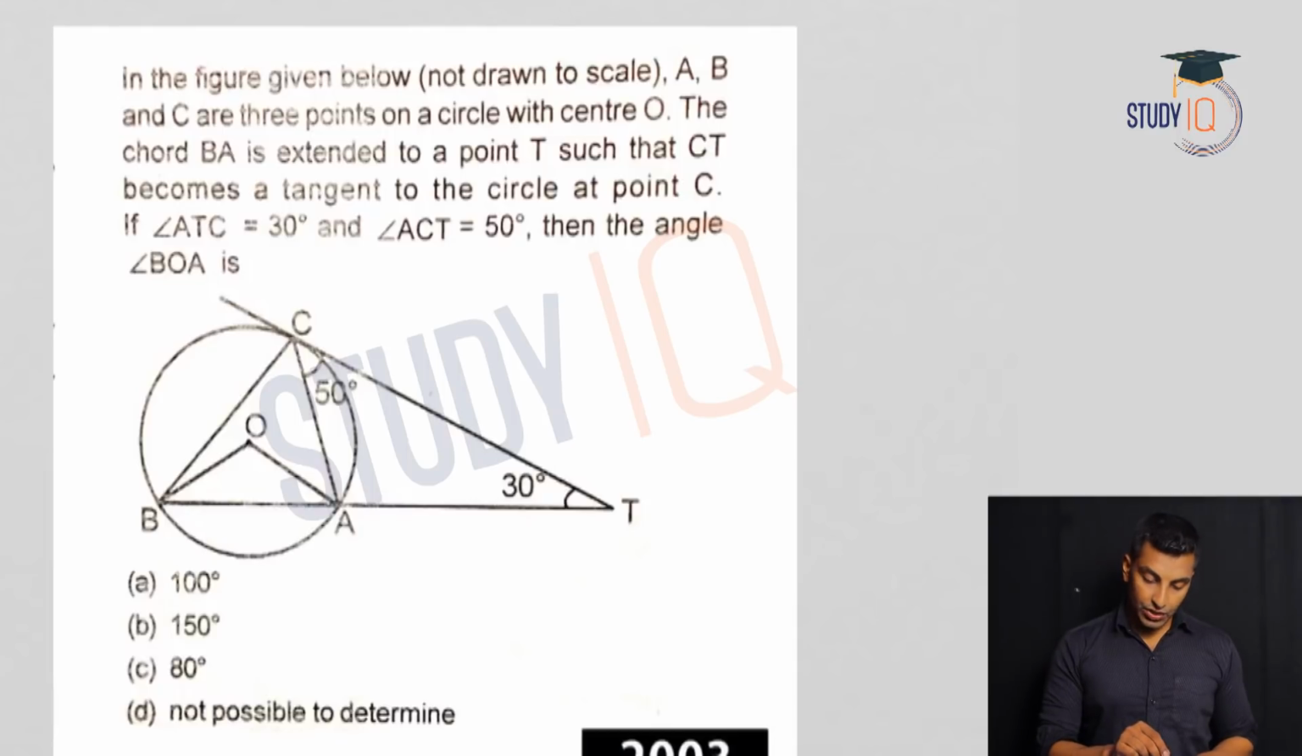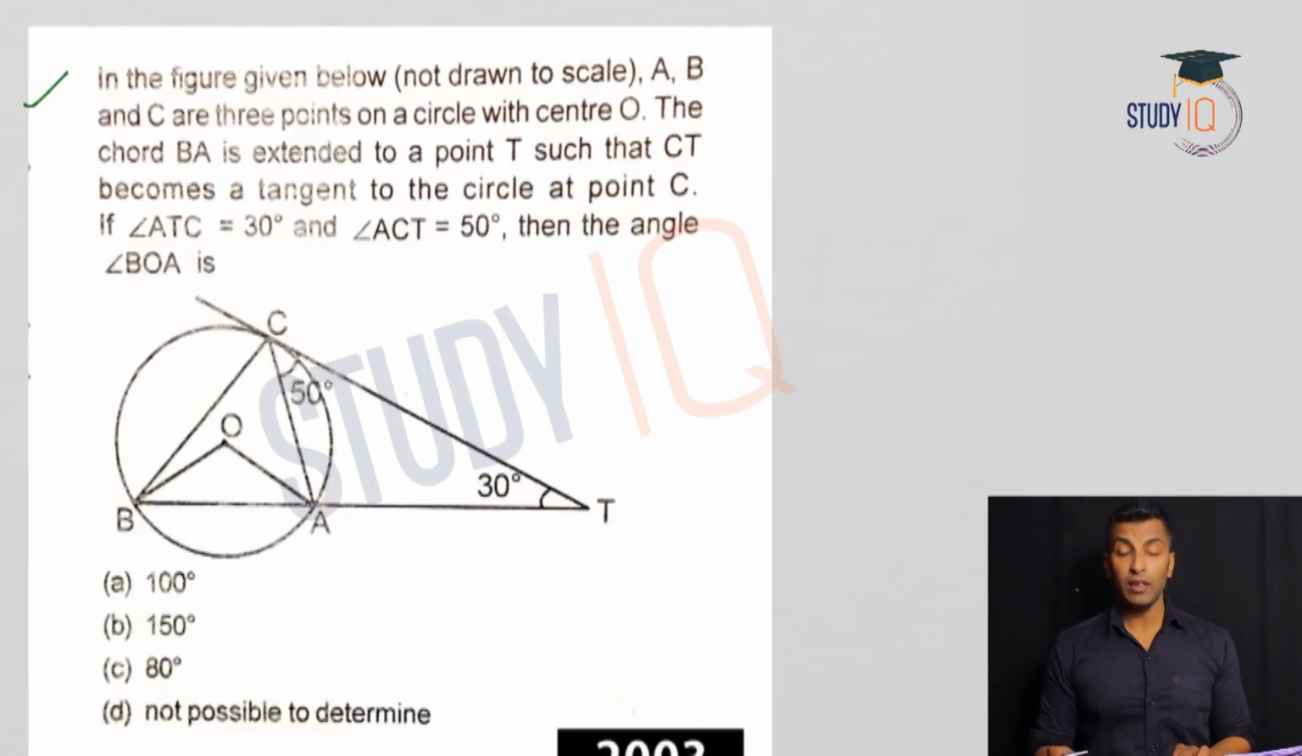Now take a minute and solve this question. Okay, how will you solve this question? See what is given. A, B, C are 3 points on a circle with center O. So A, B, C, and center O. Now chord BA is extended to a point T. So T is an external point and CT is the tangent.